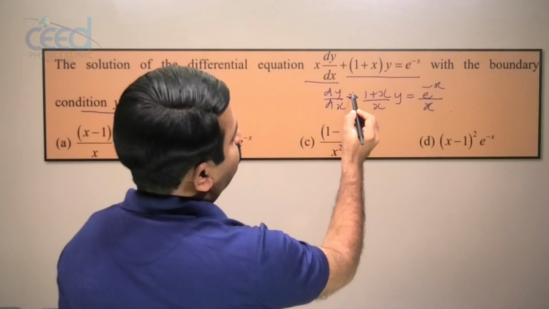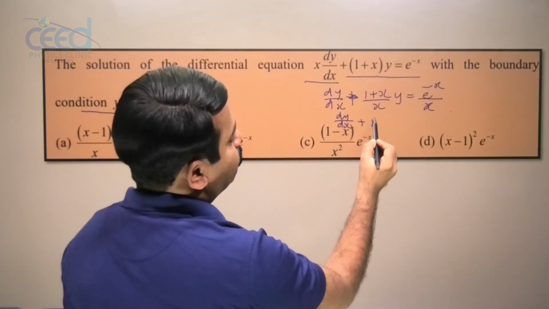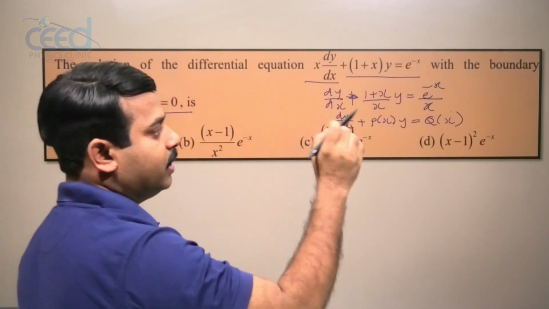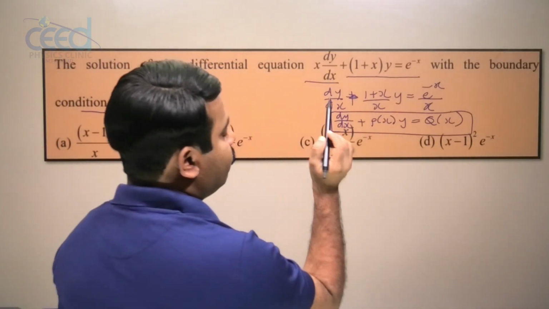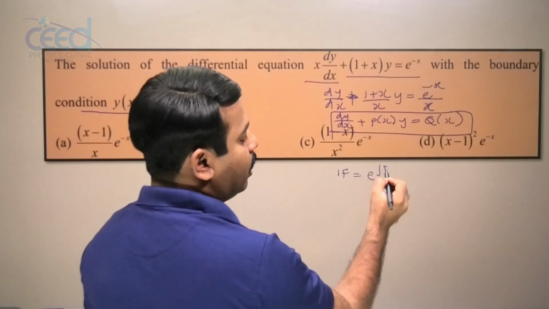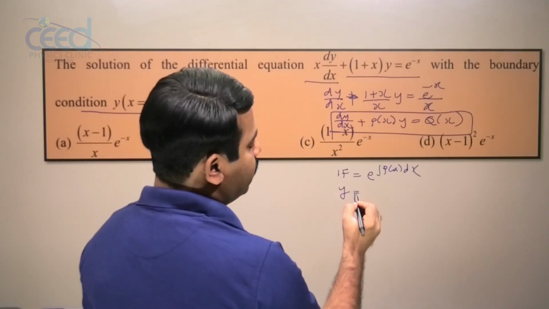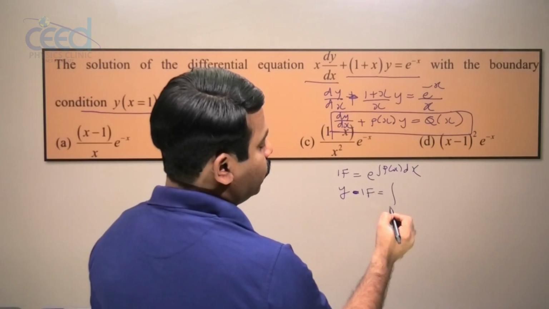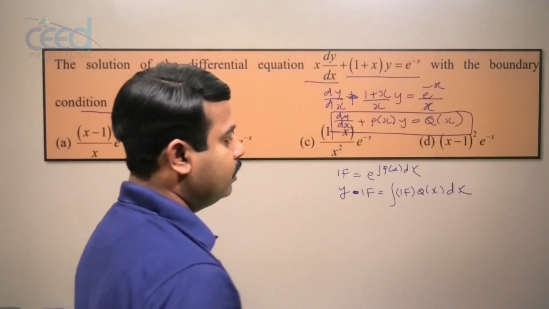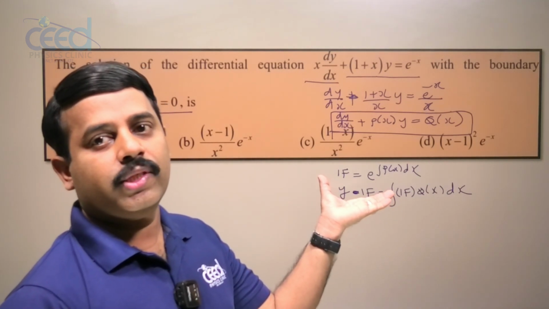Now this is in the format dy by dx plus p of x into y equal to q of x. We already saw this is a linear equation format. If it is a linear equation format, what is the integrating factor? That is e raised to integral p of x dx, and the solution is y into integrating factor equal to integral of integrating factor into q of x dx. This is the format we studied for solving a linear differential equation.